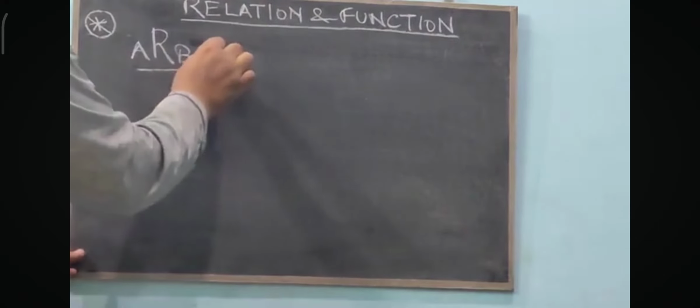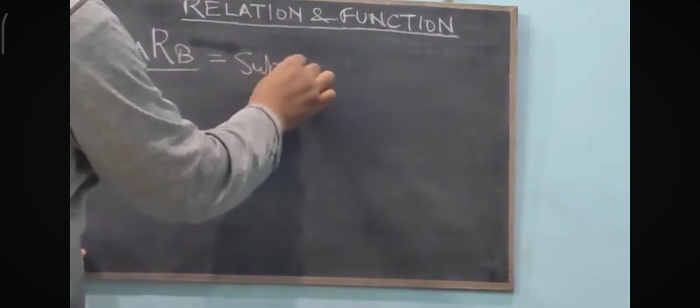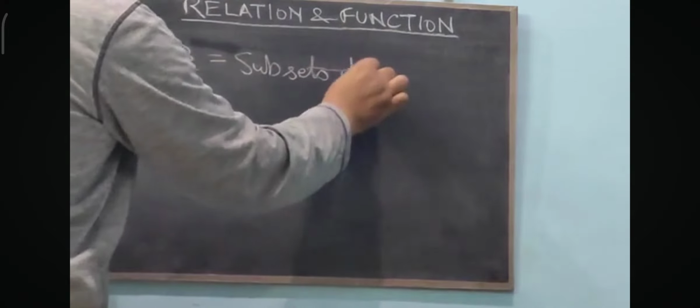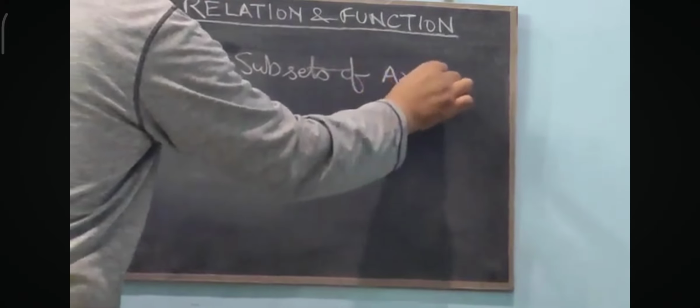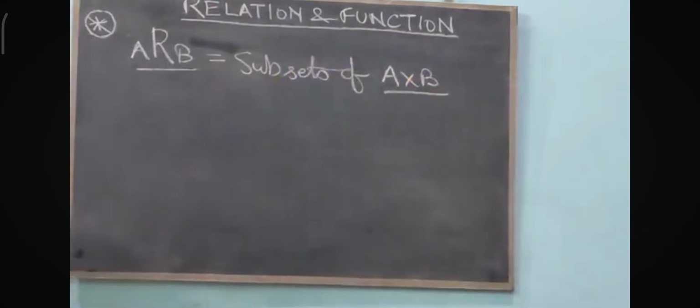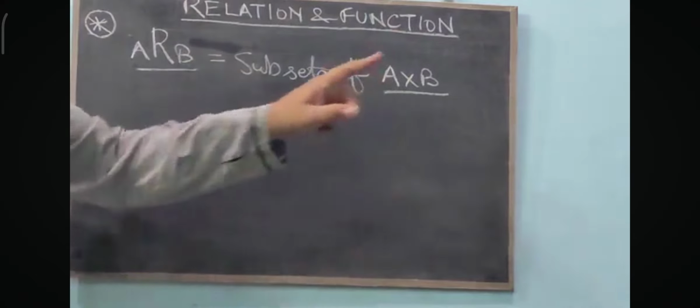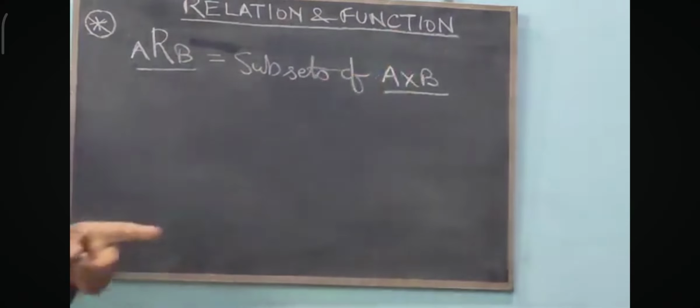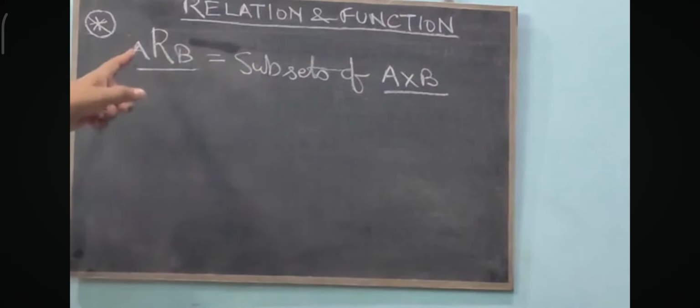it is nothing but the subsets of A cross B. A cross B, we have studied, is the Cartesian product between sets A and B, and ARB represents the relation between two sets A and B. So this we have studied in class 11. Now in class 12 we have to study about its types. What are the types of relations? So now we are going to discuss that part.